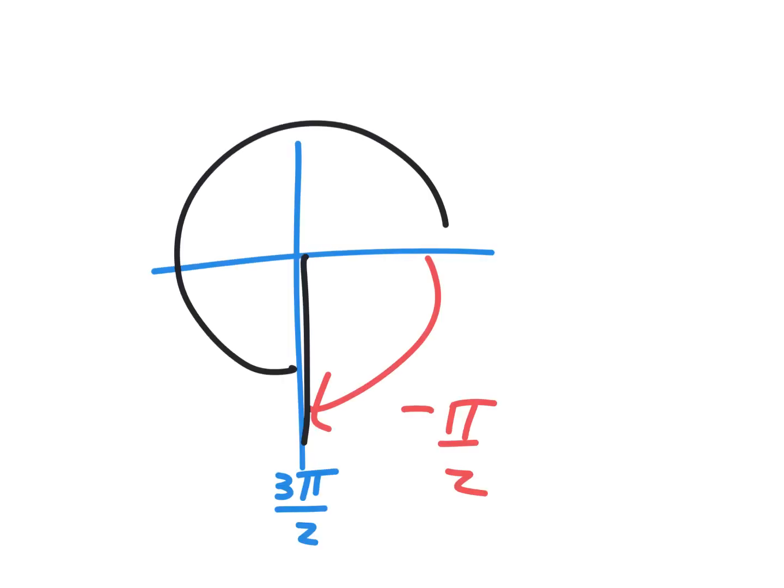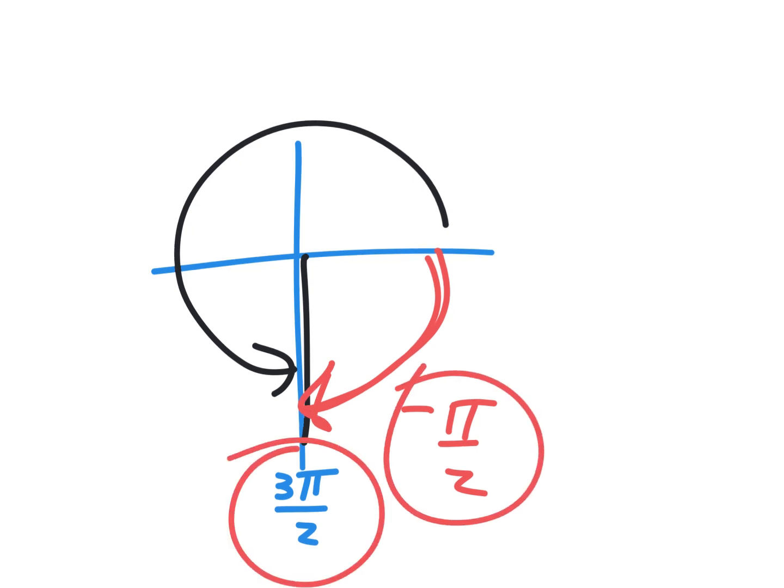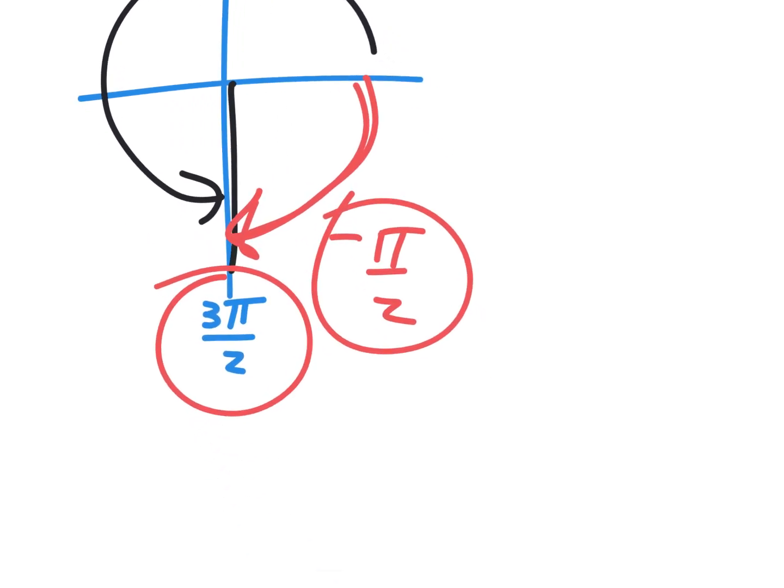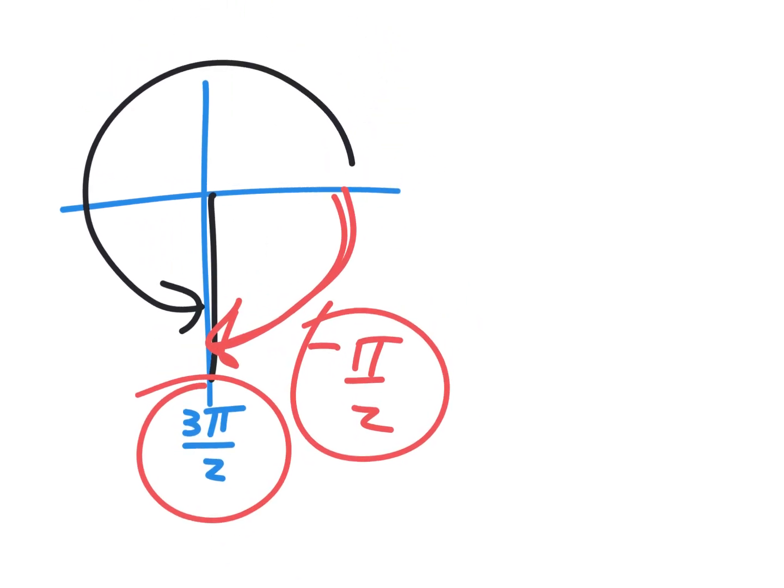This angle stops right there, and so does the red angle. It stops right there. They're coterminal. Do you get that and that are the same place? What's another name for it? Well, I could go all the way around the circle again.